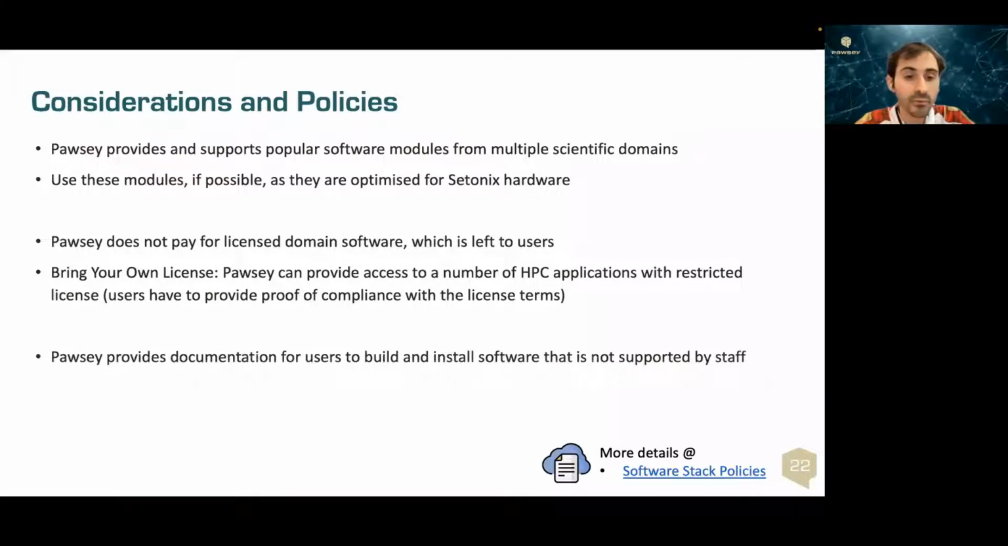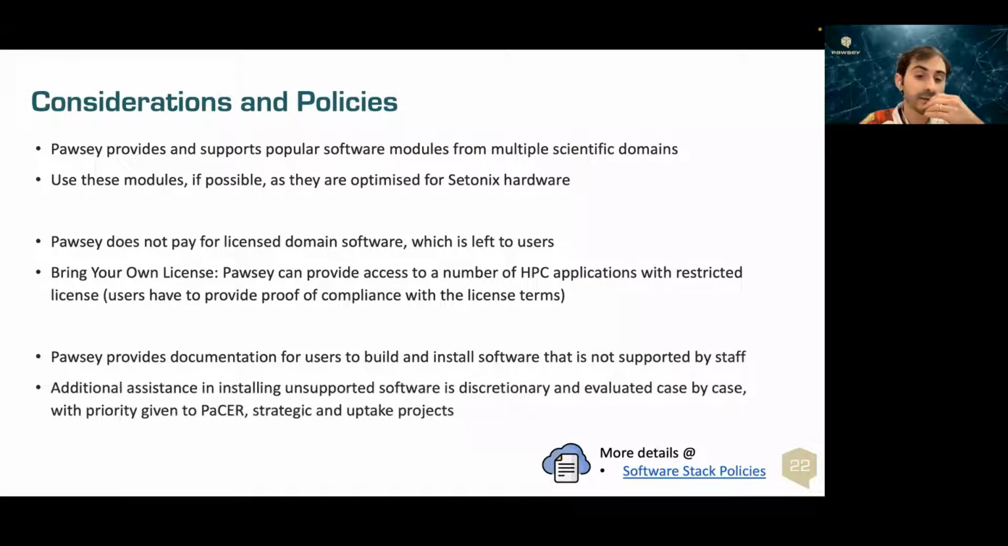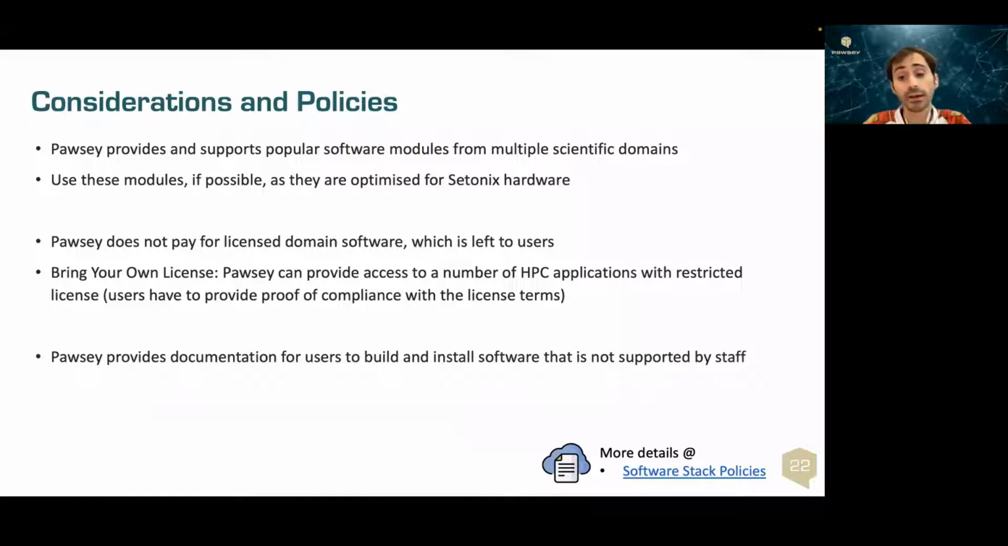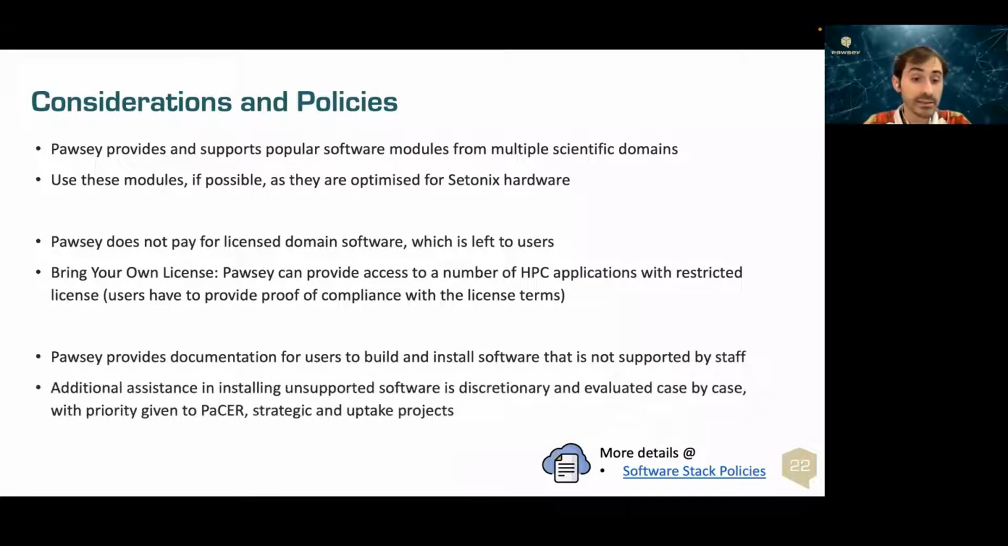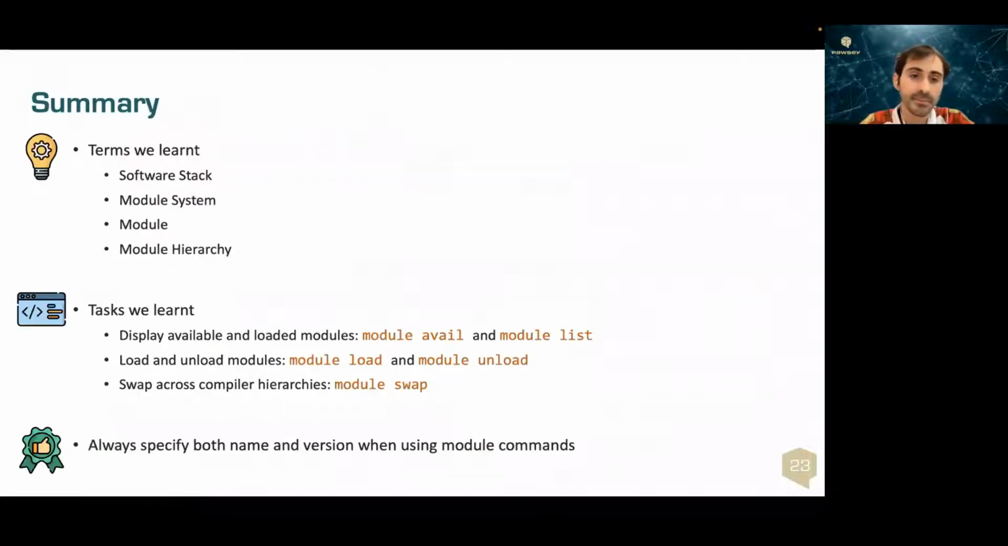And as I mentioned before, we do provide extensive documentation on how to best build any software on Cetonix, especially for the case where we don't support the build directly. So this is the user documentation for installing, the main support we provide for software that is not available already on the system. We may provide additional assistance to install software which is not supported, but this is discretionary to us. We evaluate it case by case. We typically give priority support to some strategic initiatives and projects we do have at Pawsey.